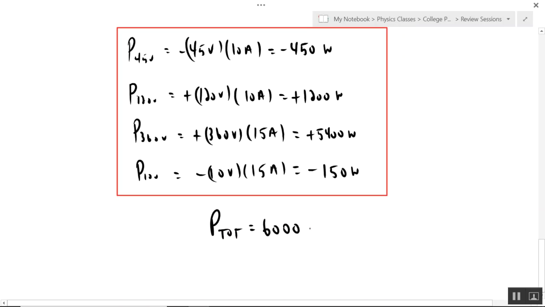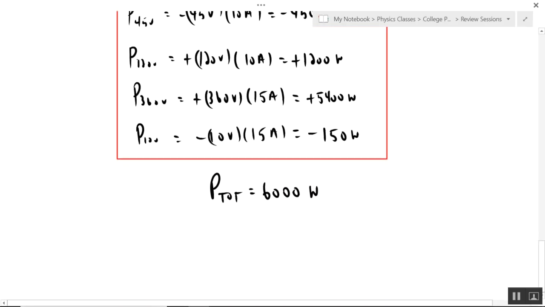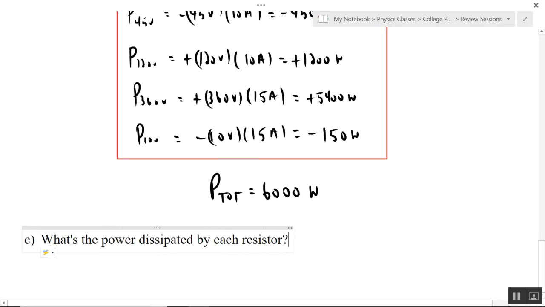Now, even if I don't ask this, it's good to figure out because you can use it to check your work later on. So that's the total of all the batteries at 6,000 watts. Another question I could ask is, what's the power dissipated by each resistor? If you find the power dissipated by each resistor and you add them up, what do you think it should equal if you did everything correct? It should be equal to 6,000. So it's another good way to check your answer. If you get 2 different numbers, it definitely means you're doing something wrong. So see if you can figure that out.